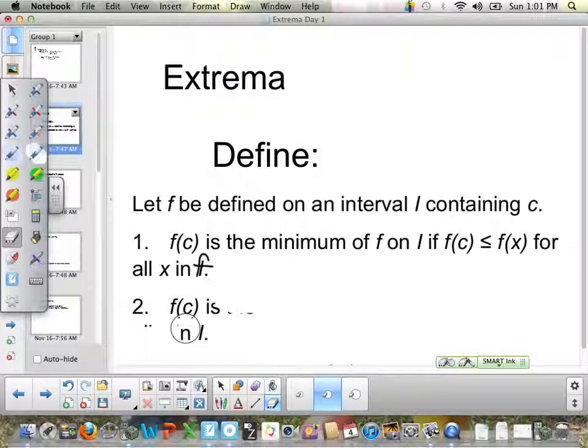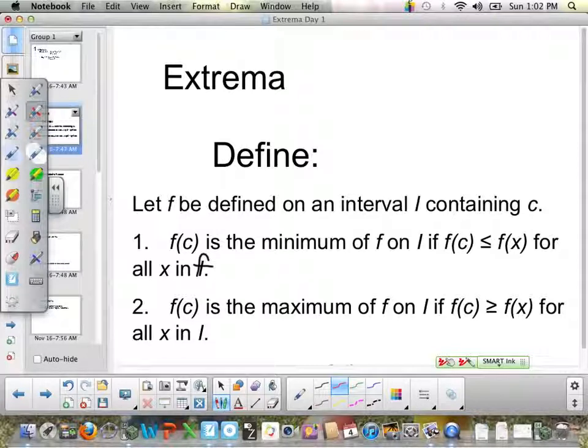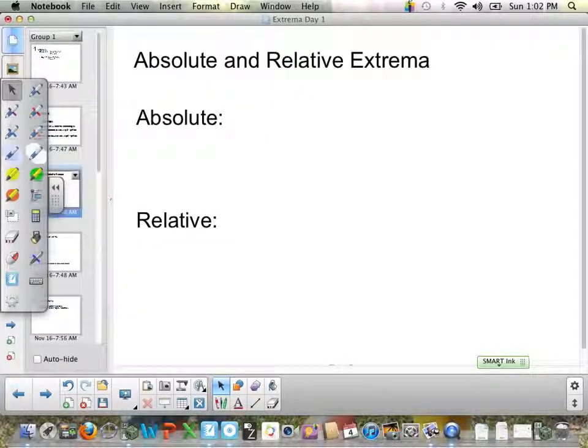f of c is a maximum if it is greater than or equal to every f value in the interval of f. All right. So a minimum is the lowest point, and a maximum is the highest point. Right? And we go about finding extrema several ways. We can talk about absolute extrema or relative extrema.